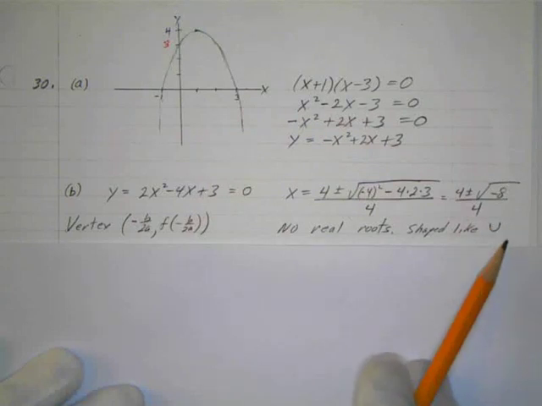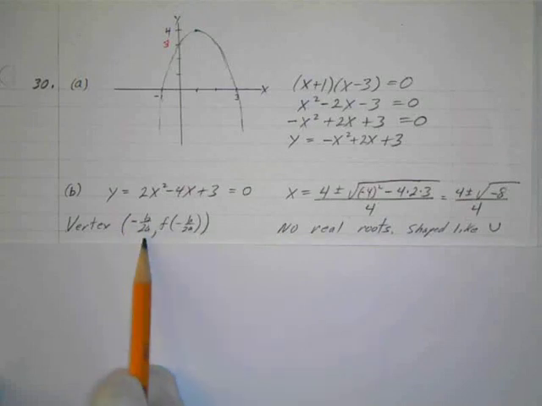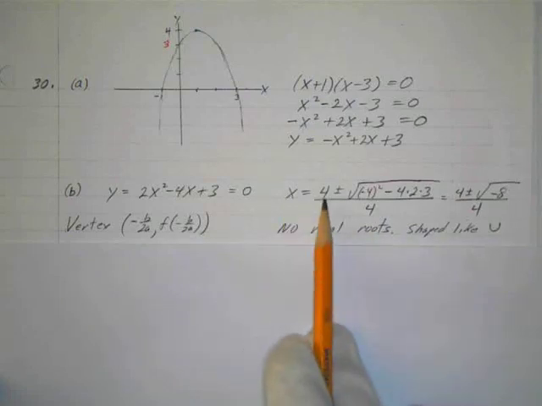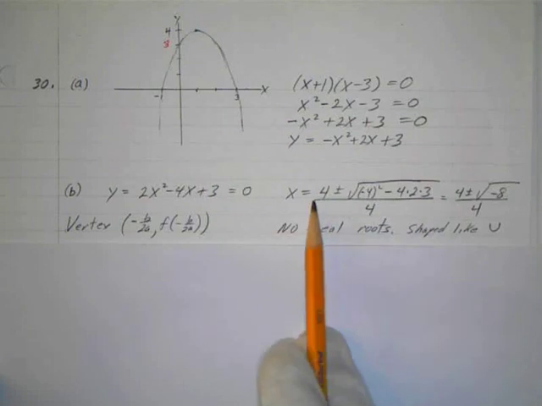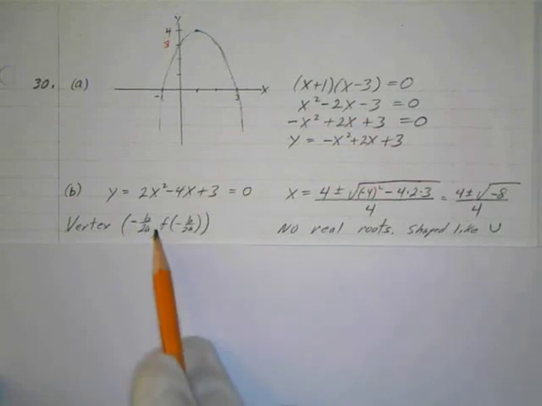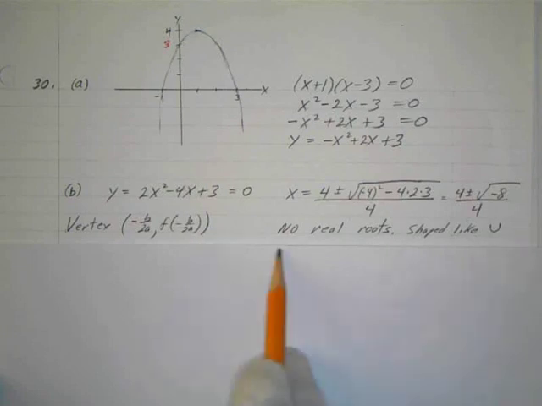So I should try to find the vertex. And remember, this -b over 2a is real easy to remember because that's just the first part of the quadratic formula. Remember, x equals -b plus or minus the square root all over 2a. So just take the first part, the -b all over 2a. That's the formula for the x value of the vertex. And then we just put that back in the function to find the y value, and we can find the vertex.